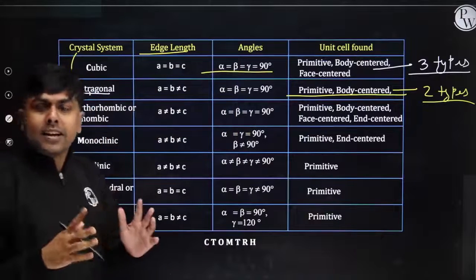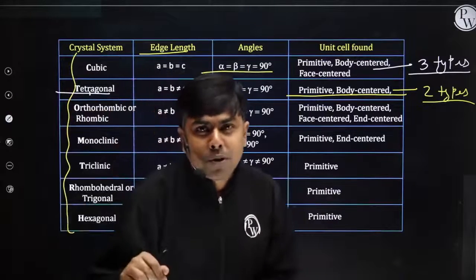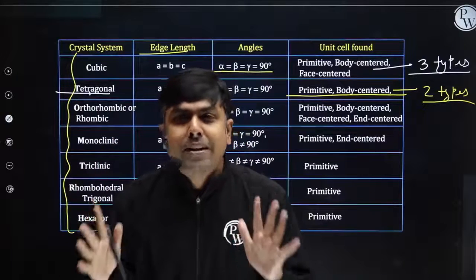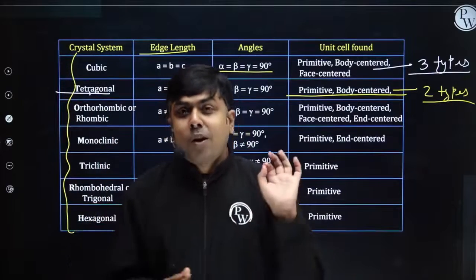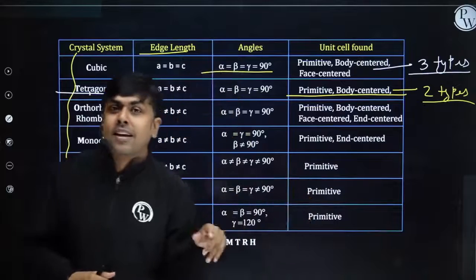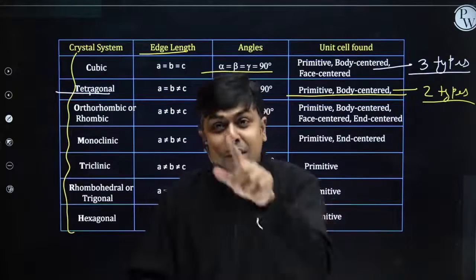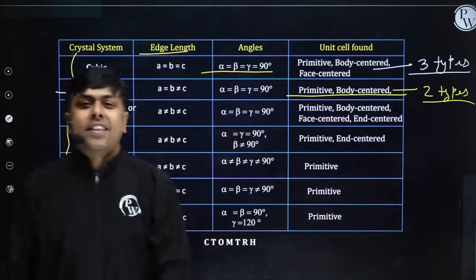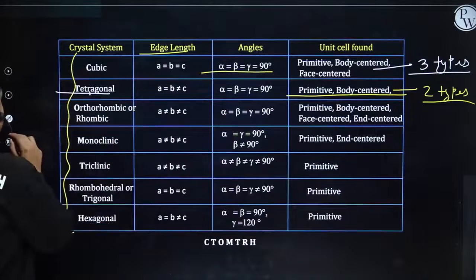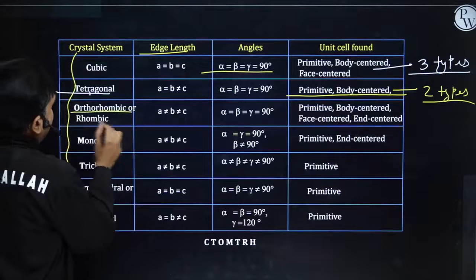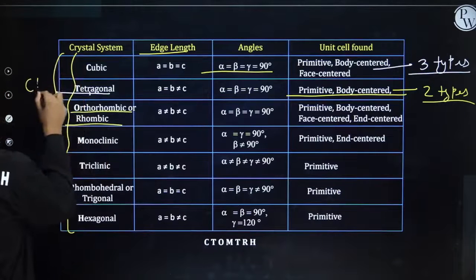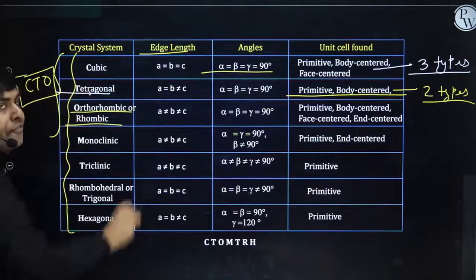So CT, if I talk about the angles, alpha, beta, gamma equal 90. If I talk about the edge length, in case of C, it's A equals B equals C. In case of T, A equals B, not equal to C. Next one, O, orthorhombic, or we say it as rhombic. CTO, like the CTO of a company, Chief Technical Officer, right?